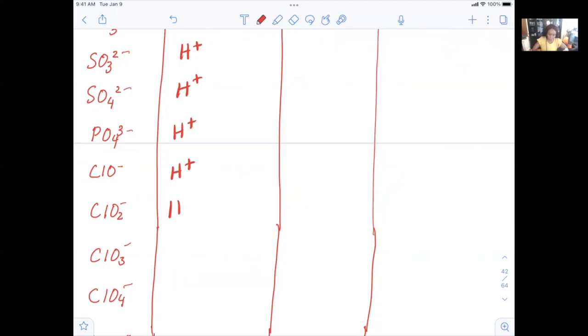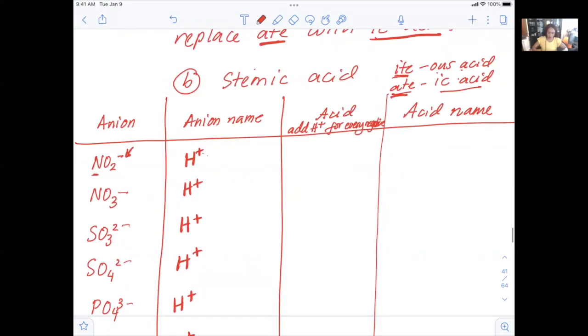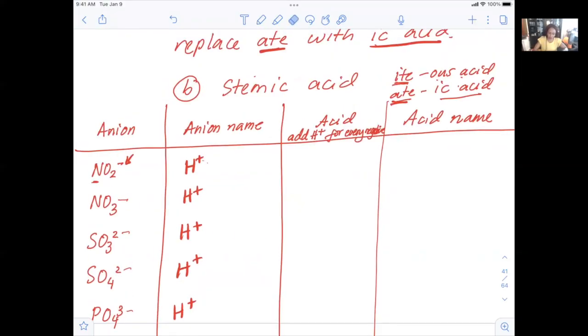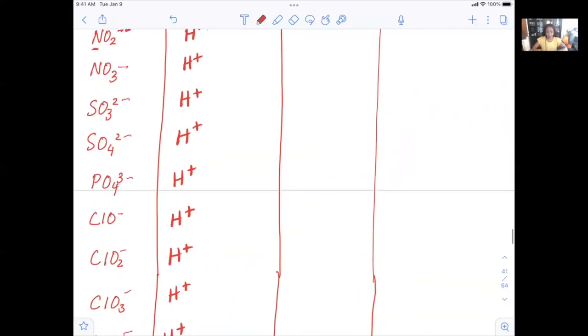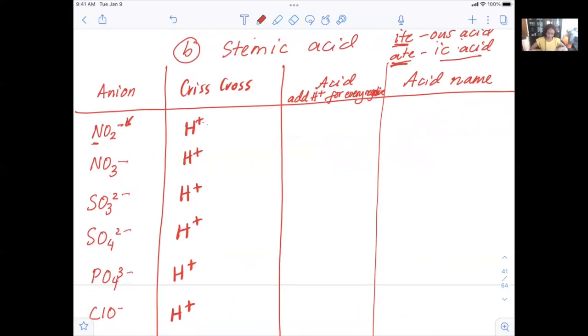So for right now, I'm borrowing this column, okay? It says anion name for right now, but I need to borrow this and say crisscross, because I'm literally using the crisscross method to form the acid. You're crisscrossing all these anions with the H plus, because remember, all acids start with H. And then I'm going to write the anion here, and then crisscross that so that I can make the acid right here.